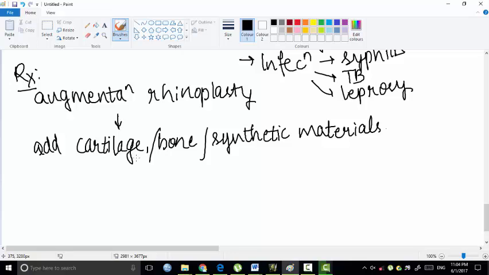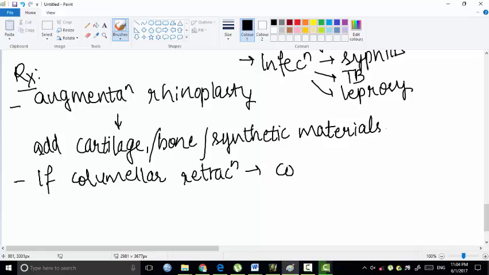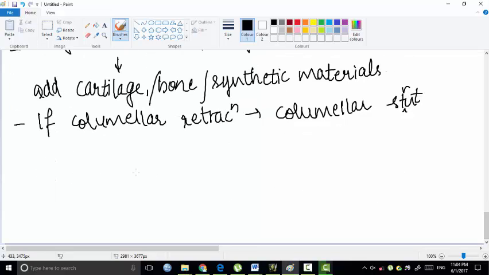And then a columellar stud is used if there is columellar retraction. If there is columellar retraction, then we use something called a columellar stud to correct it, right? So this is about saddle nose deformity.